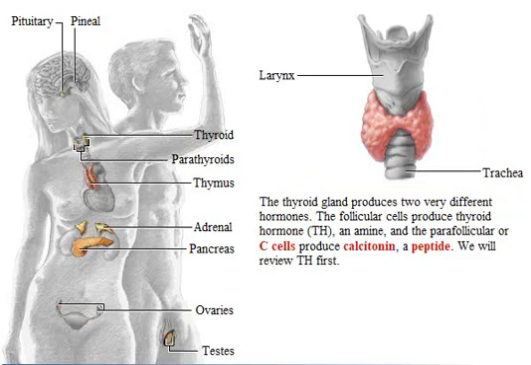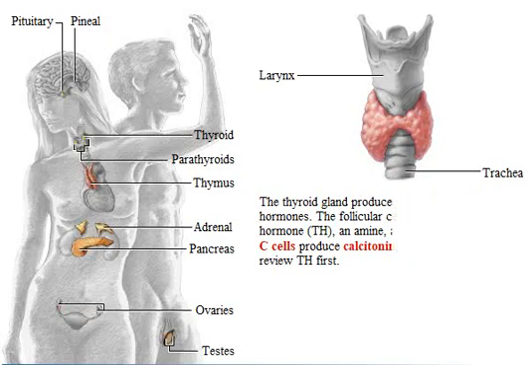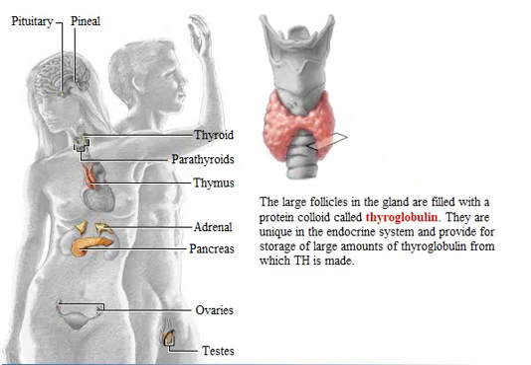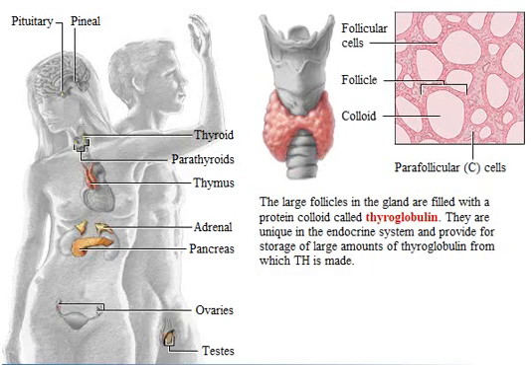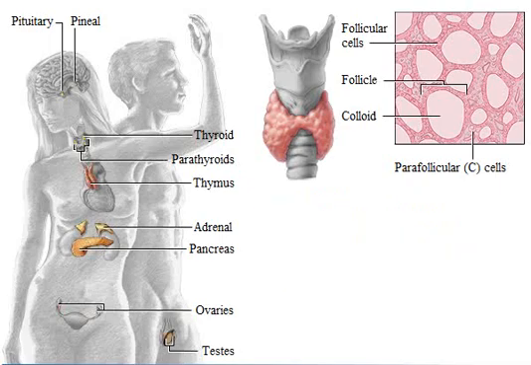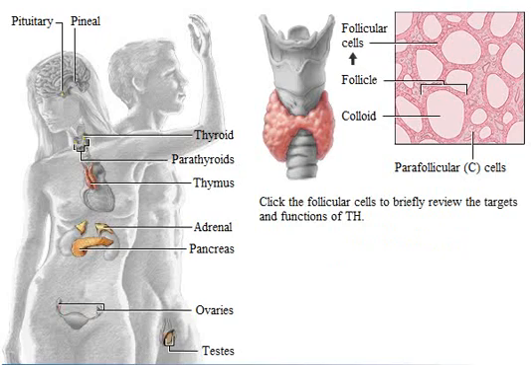The thyroid gland produces two very different hormones. The follicular cells produce thyroid hormone, an amine, and the parafollicular, or C cells, produce calcitonin, a peptide. We will review TH first and study it in detail in Topic 4. The large follicles in the gland are filled with a protein colloid called thyroglobulin. They are unique in the endocrine system and provide for storage of large amounts of thyroglobulin, from which thyroid hormone is made. Click the follicular cells to briefly review the targets and functions of thyroid hormone.